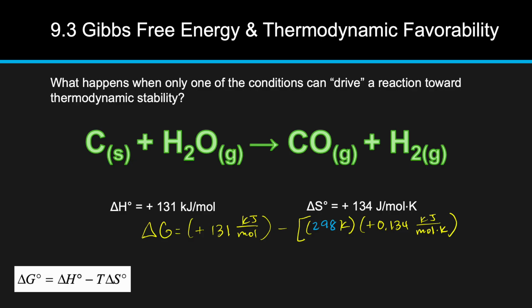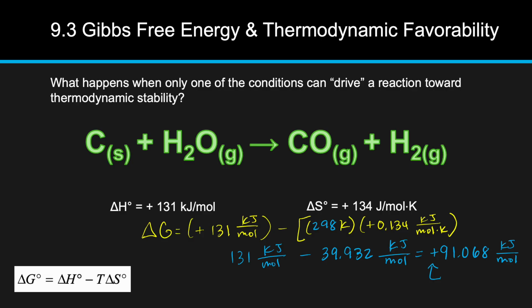298 Kelvin times 0.134 kilojoules per mole times Kelvin is going to give us 39.932 kilojoules per mole. And we know for our delta H, we have 131 kilojoules per mole. So when we subtract that, we're going to end up getting positive 91.068 kilojoules per mole. And as talked about 2 slides ago, we know that if we have a positive delta G, that is not going to be thermodynamically favorable.